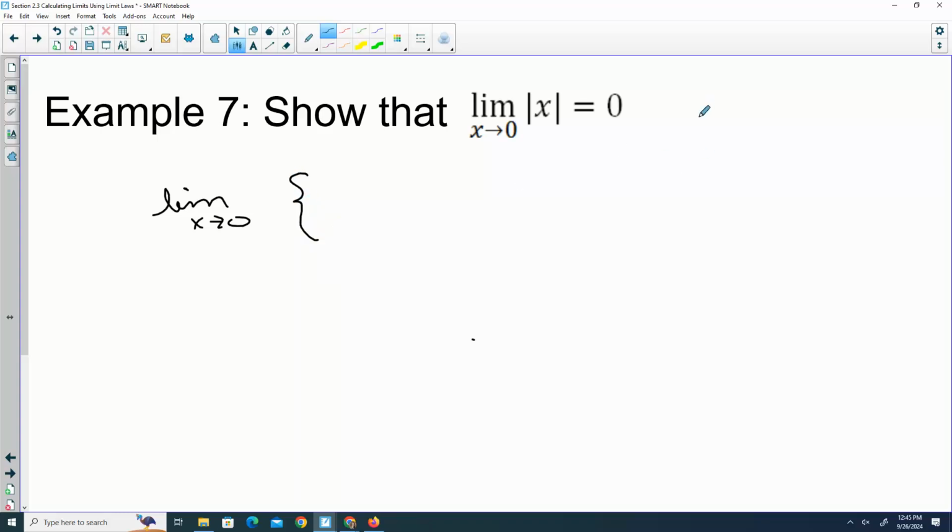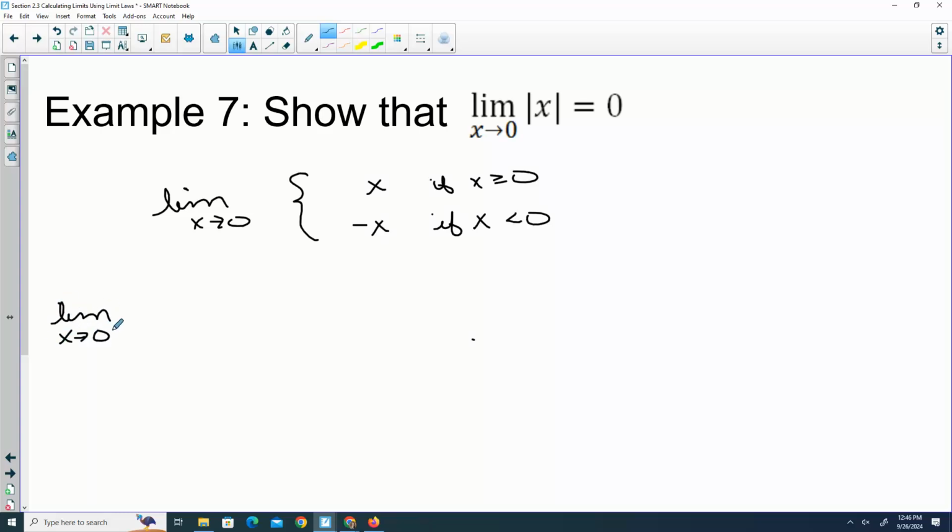Okay, so think about what absolute value means. If x is a positive number, what does the absolute value give you? The same thing you put in, right? So if you do the absolute value of a positive number, it doesn't change. If your number is negative, what does your absolute value give you? A positive. So it does the opposite of what we put in, if we put in a negative. So if I'm going to check the limit at 0, since I have a piecewise definition, I'm going to have to do 2 separate pieces.